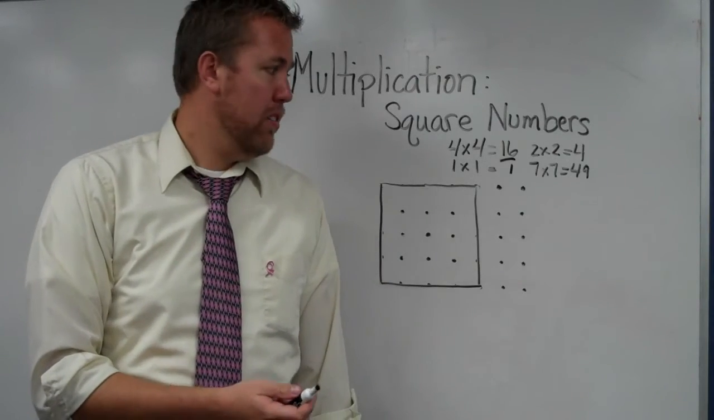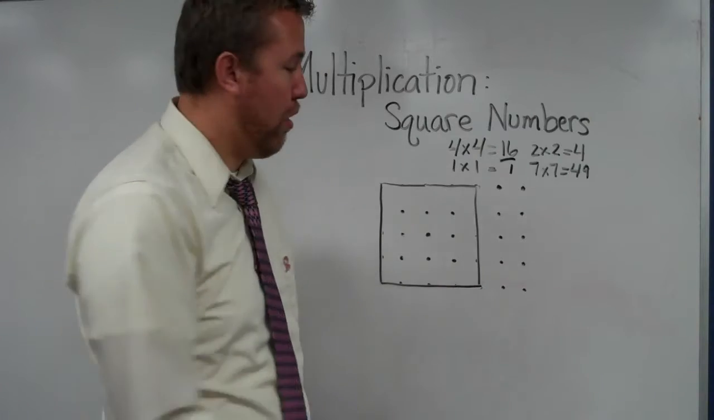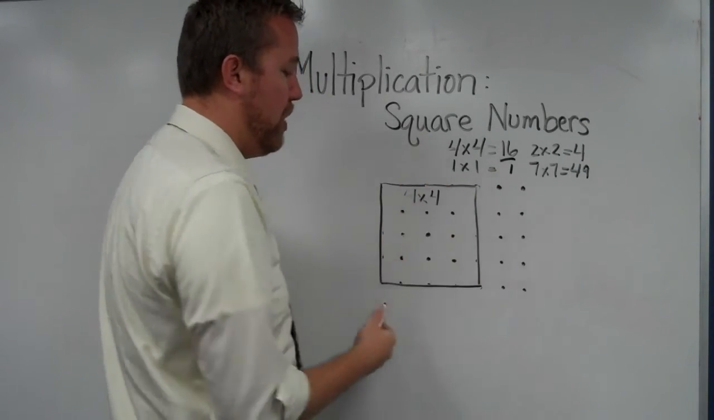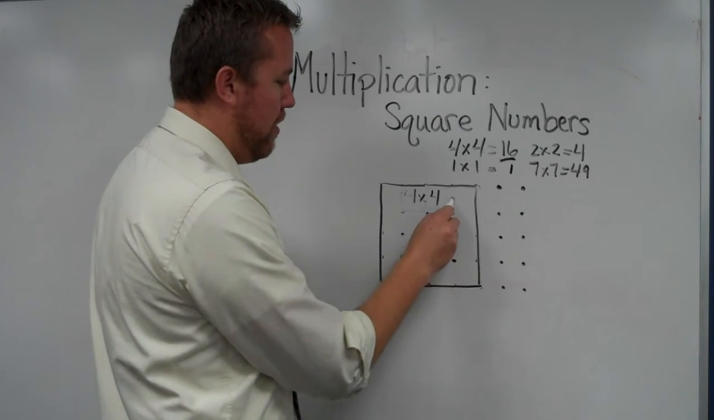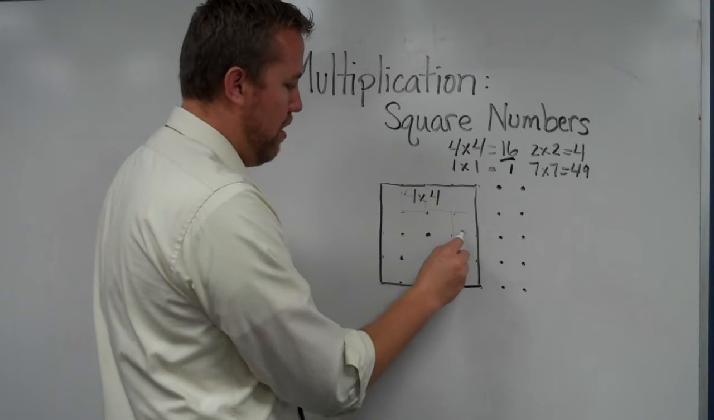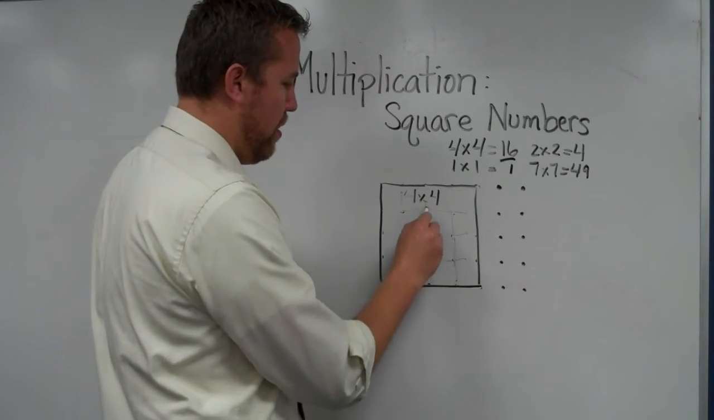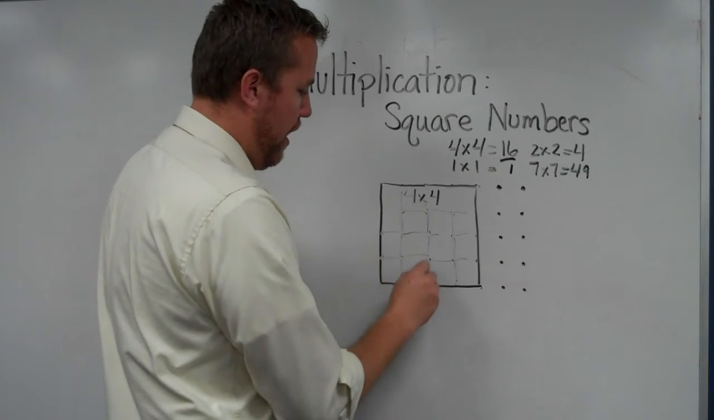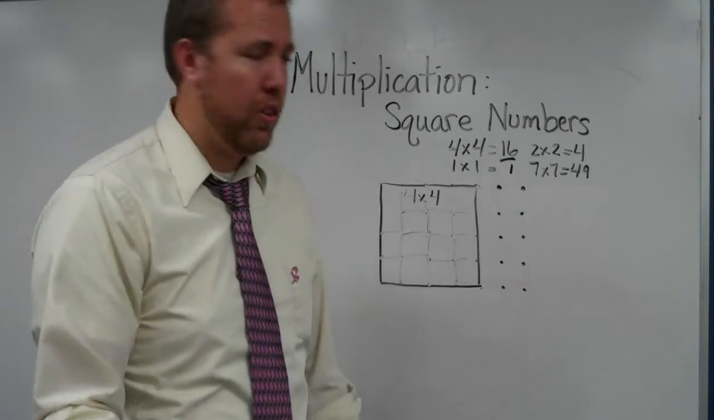square. Sometimes when we don't have perfect squares, say 1 times 3. Okay? So this is a 4 by 4 array, which equals a square. And inside of that, you have 16 little squares, because 4 times 4 is 16.